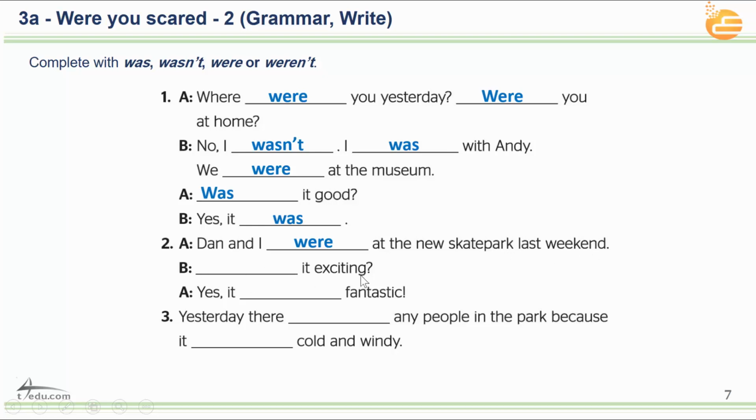It's exciting. B is saying it's exciting. And we're talking about the park, okay, the skate park, the new skate park. Only one skate park. Was, exactly, because we said it. Can you see it? So when we say it, we should say was. It was, or maybe wasn't if we want the negative.